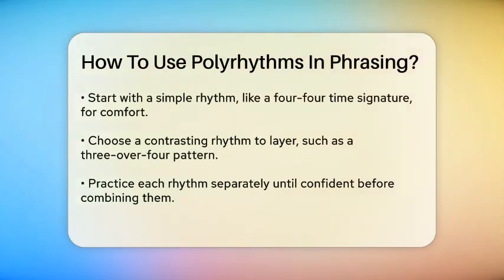To start using polyrhythms in your phrasing, begin by selecting a simple rhythm that you are comfortable with. This could be a basic 4/4 signature, which is common in many musical styles. Once you have established your primary rhythm, choose a contrasting rhythm to layer on top. A common choice is a 3/4 pattern, where one part plays 3 beats in the same duration that another part plays 4 beats. Next, practice playing both rhythms separately until you feel confident with each one.